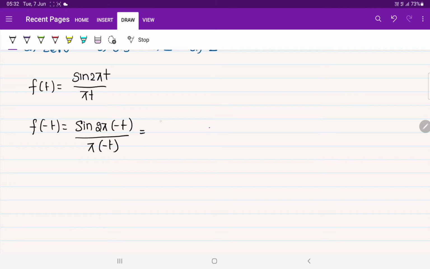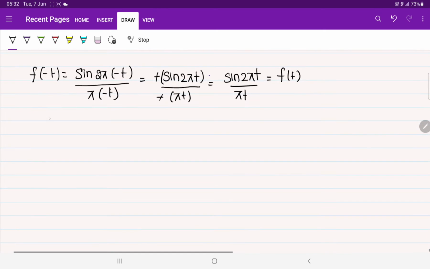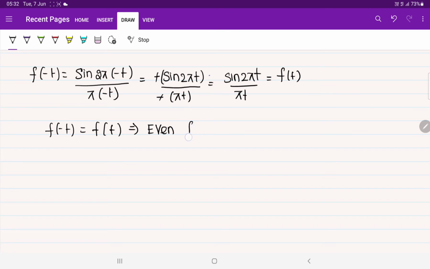We know sin of minus theta gives minus sin theta. So it will be minus sin 2 pi t. In the denominator also we have minus pi into t. So what will happen here? Minus minus will get cancelled. Once again we will be getting sin 2 pi t upon pi into t. What is this? This is equal to f of t. So the conclusion is f of minus t and f of t are equal to each other. It means the given function is said to be an even function.